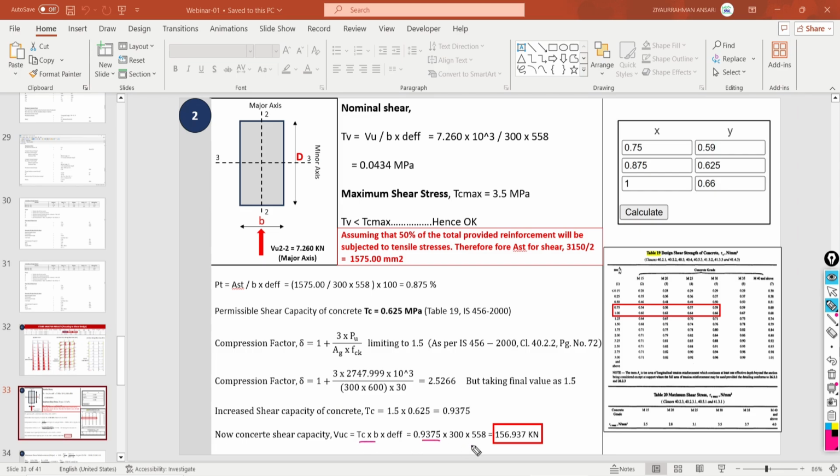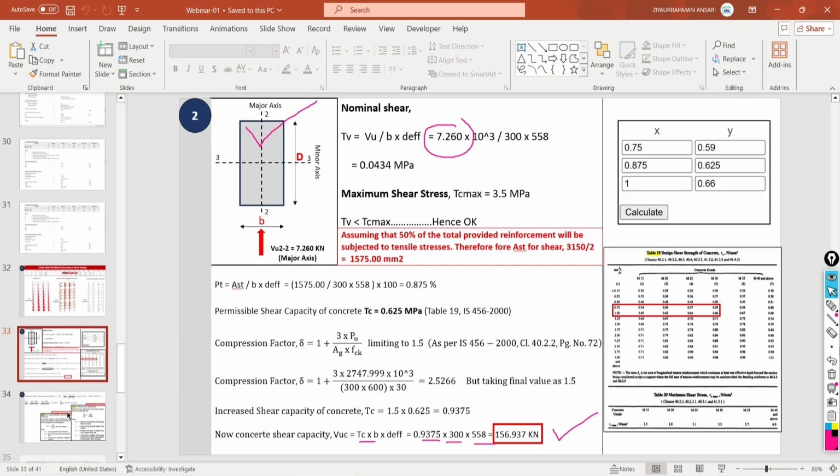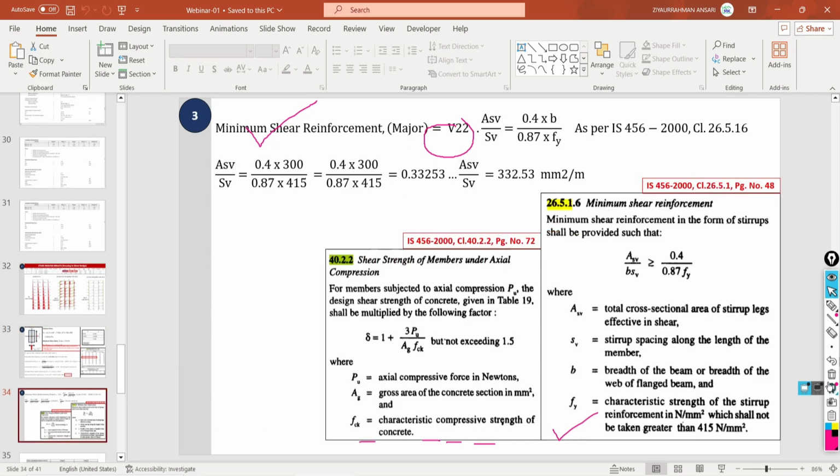This critical capacity multiplied by 300, effective depth, gives 156.937 kilonewton that this section can carry for the shear, and your actual shear value is very small in comparison to its capacity. So it obviously means it is safe, no need to design for the shear. That's why we are going to provide the minimum shear reinforcement, as suggested by your IS 456.